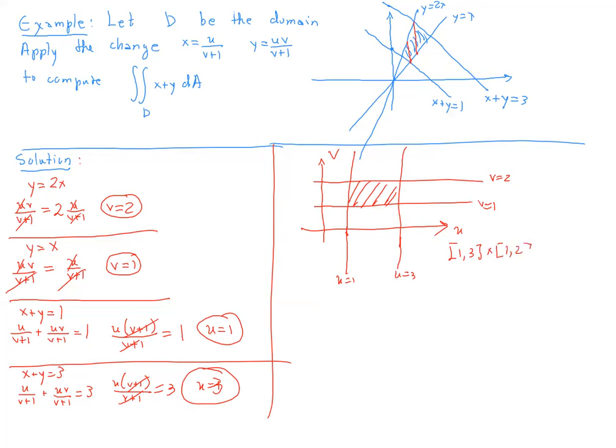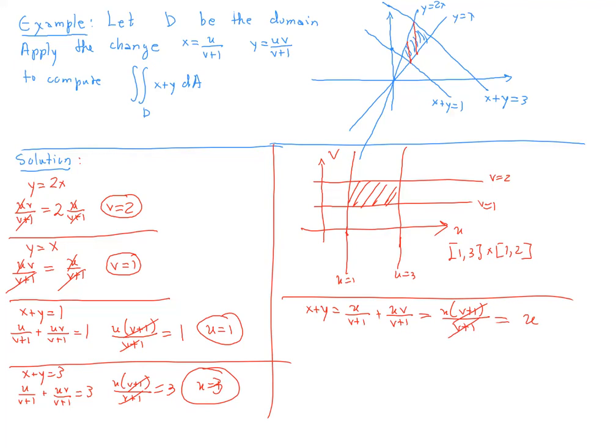Splendid. Let's go to the integrand. The integrand is x plus y, and I think we have already seen the trick. So this will be u over v plus 1 plus uv over v plus 1. So this will be u times (v plus 1) over (v plus 1). Simplifications. And the integrand becomes u. The integrand is very, very simple.